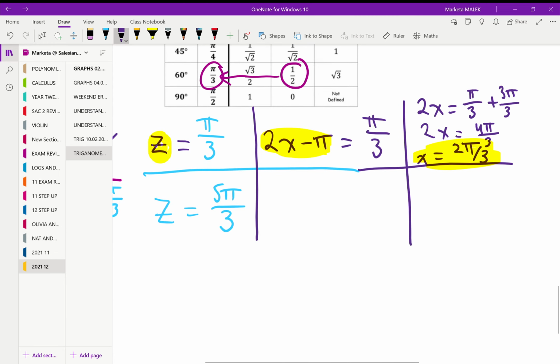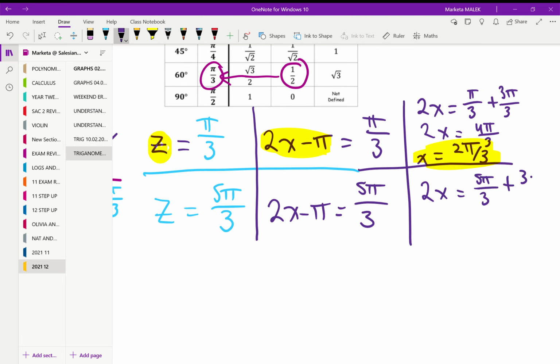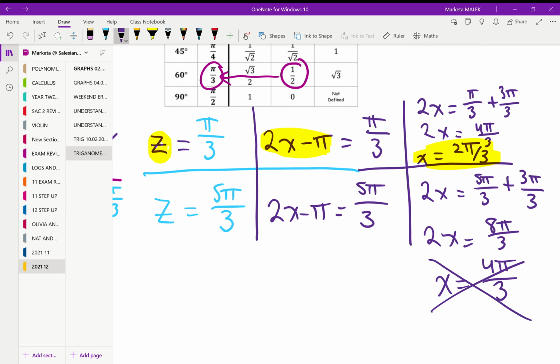Let's go to the next one, which is 2x minus pi equals 5 pi on 3. So again, we're going to go 2x equals 5 pi on 3 plus 3 pi on 3. Of course, we're adding fractions, so we use a common denominator. So it's going to be 2x equals 8 pi on 3. And then we're dividing by 2 on both sides. x equals 8 pi on 6, which is going to be 4 pi on 3. And, well, that one is too big. So that's too much. I'm going to cross that out. That is not one of the answers.